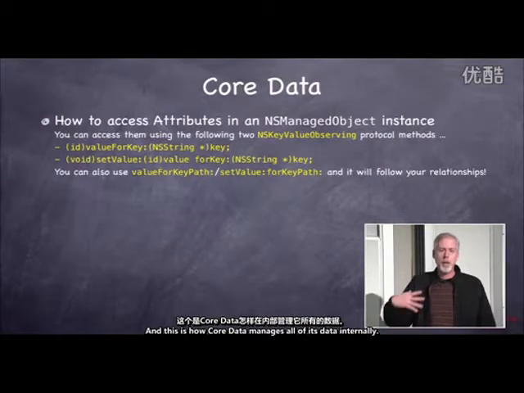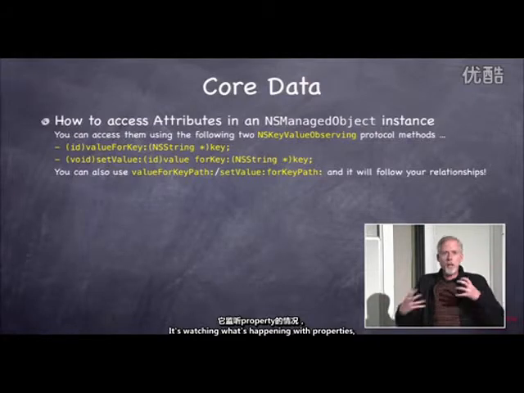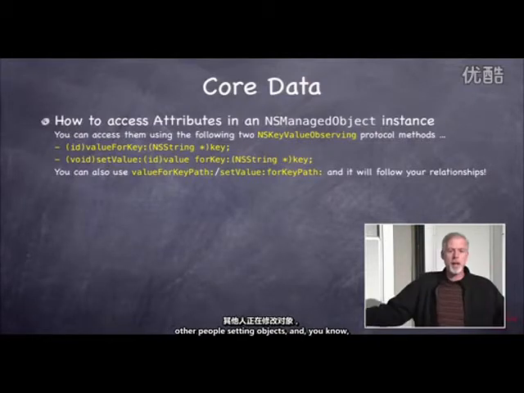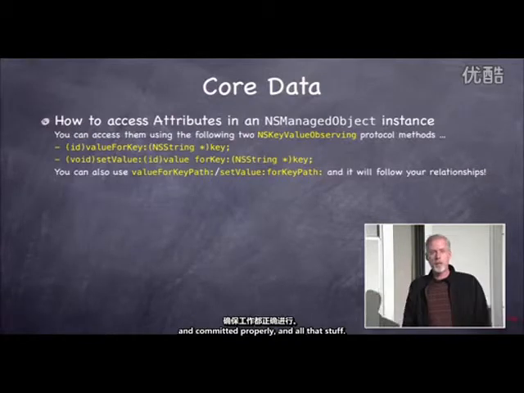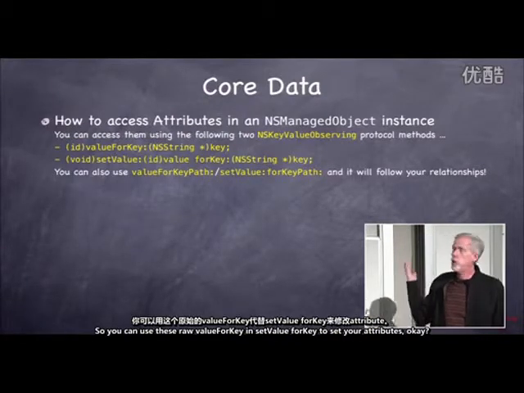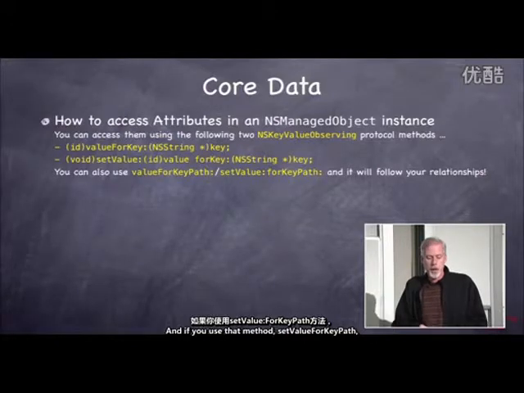And this is how Core Data manages all of its data internally. It's watching what's happening with properties, other people setting objects, and making sure that everything gets put in the database and committed properly and all that stuff. So you can use these raw valueForKey and setValue:forKey to set your attributes, okay?